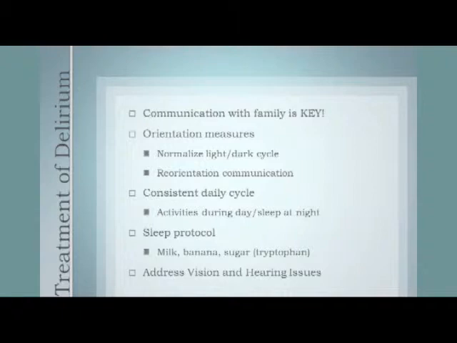Some non-pharmacological things: normalizing the light-dark cycle, reorientation, communication, making sure that you keep reorienting them. You know, this is the day, this is the time. It's lunchtime. Consistency with the daily cycle, activities during the day, sleep at night, sleep protocols.